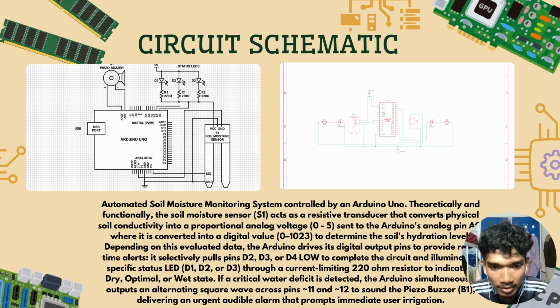It selectively pulls pins D2, D3 or D4 to complete the circuit and illuminate a specific LED, D1, D2 or D3, through a current limiting 220 ohm resistor, to indicate a dry, optimal, or wet state.